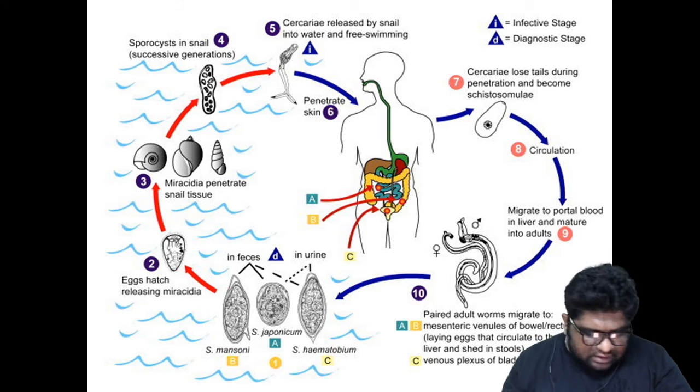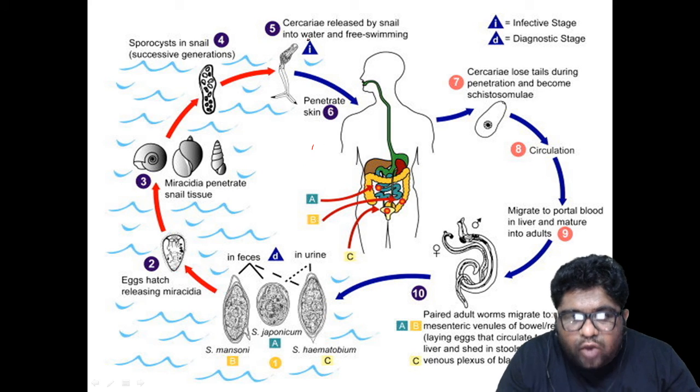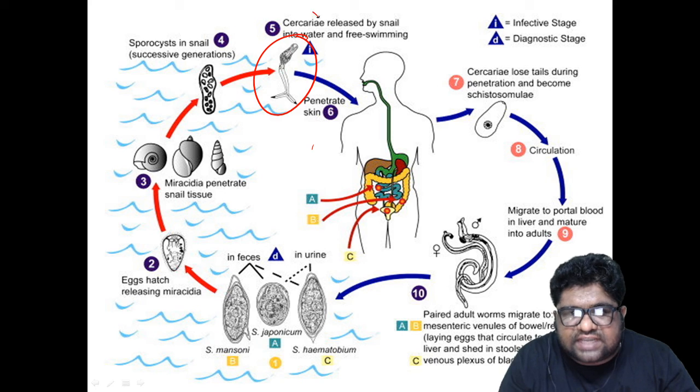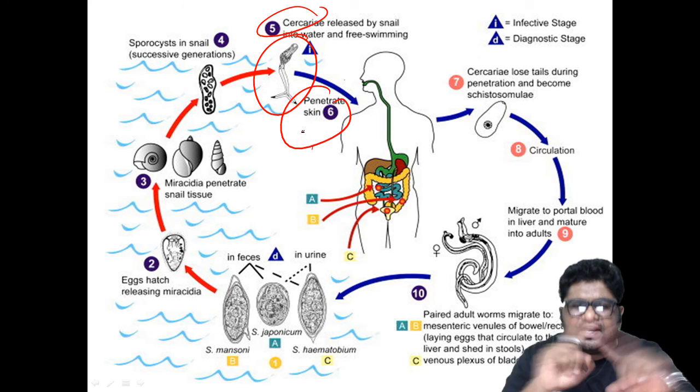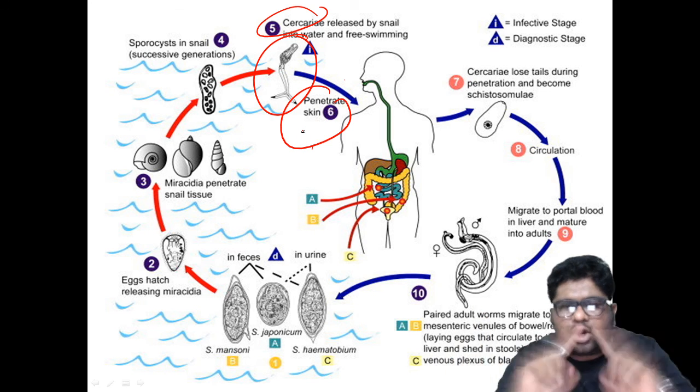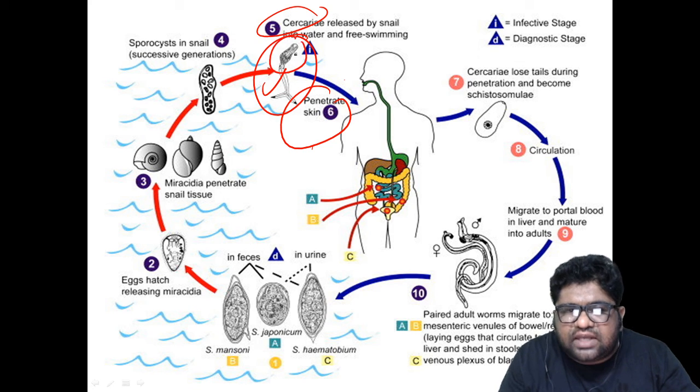Now look at the life cycle here. Here we are starting with this. What enters into the human being is a cercariae. Remember, it is not going through the oral cavity, it is penetration of skin. So the infective form of schistosome, be it hematobium or japonicum or mansoni, it is the cercariae. And cercariae is very sharp, it can penetrate through the skin.